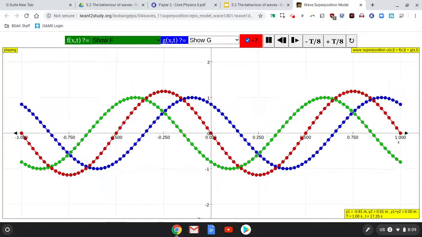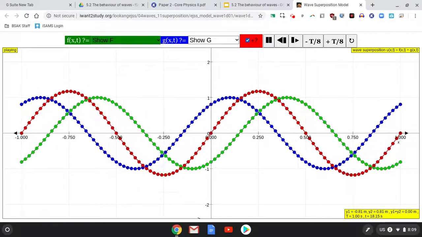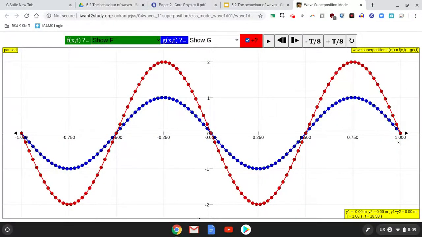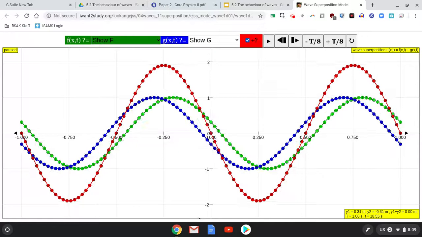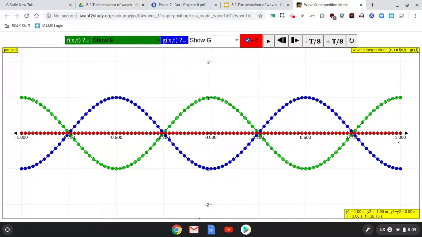Another feature in the mark scheme said you could describe that when the two progressive waves are momentarily in phase with each other, we get maximum constructive interference, so the resultant standing wave is at its maximum. When the two progressive waves a short time later are in completely antiphase, 180 degrees out of phase, that's when we get total destructive interference.